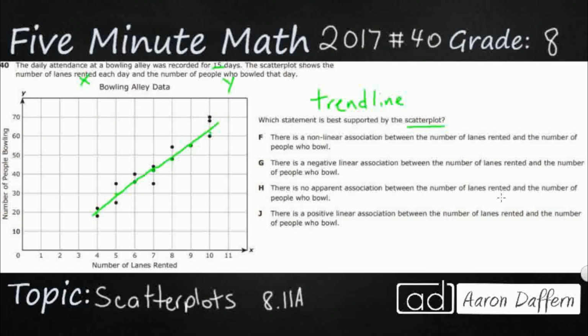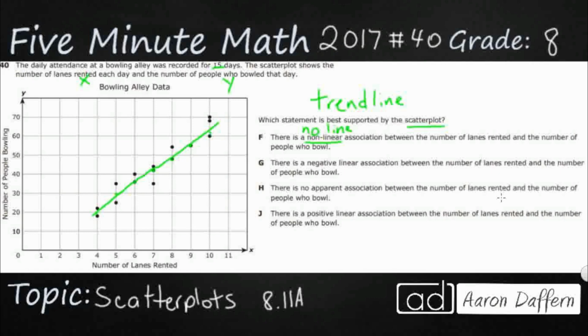So since we have a trend line, that means we can make a statement about a relationship between the number of lanes rented and the number of people bowling. So F, there is a non-linear association. Okay, well, non-linear means no line. And that's a problem because I just drew a line. So a non-linear association between the number of lanes rented and the number of people who bowl.